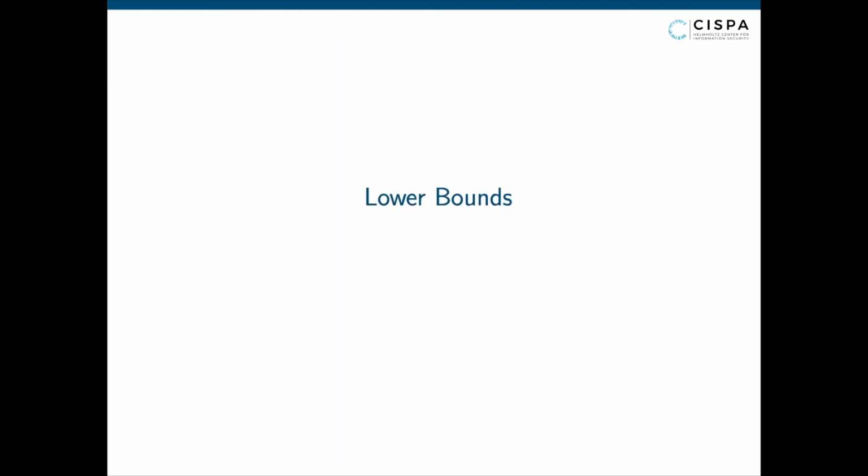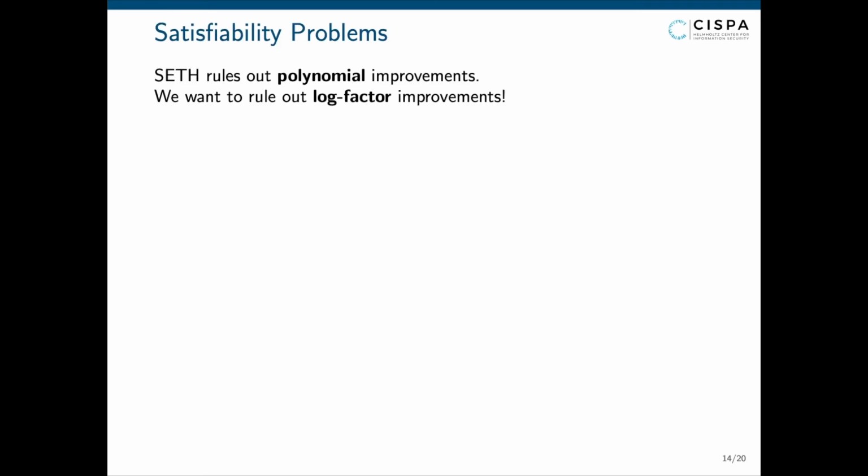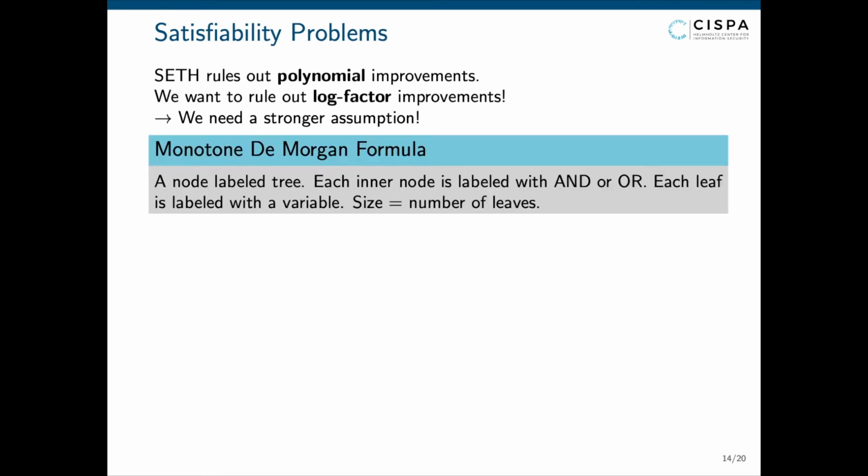Now we come to the lower bounds, and for this we first have to start with the satisfiability problem. As we have seen in the introduction, there's a lower bound based on SETH, ruling out polynomial improvements. But we want to rule out log factor improvements, so we need some strong assumption, and this directly leads us to the definition of a monotone De Morgan formula. This is just a node labeled as the root, and each inner node is labeled with an AND or an OR, so these are the gates, and each leaf is labeled with a variable, the so-called input gates, and we say that the size of this formula is the number of leaves.